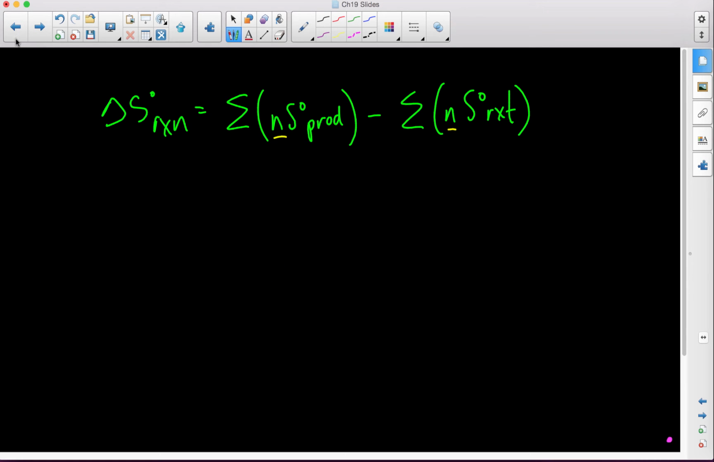Actually, we're going to pause here. There's a bunch of practice in your WebAssign, so don't you worry, you will practice using this soon. It's literally the exact same thing as the previous chapter.